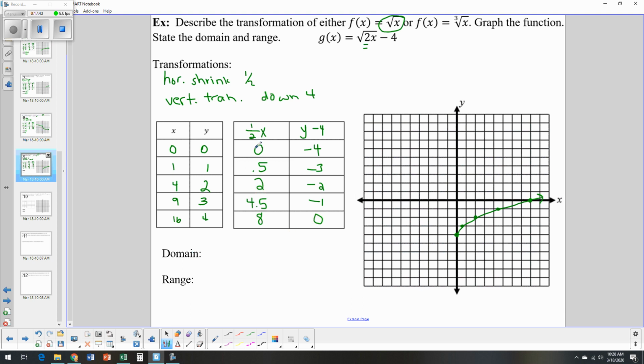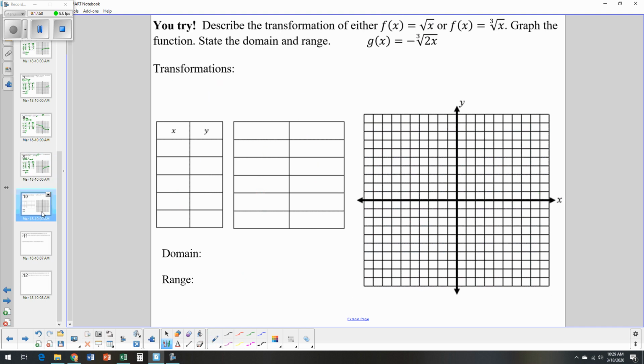So now my domain is still x is greater than or equal to 0. Right? Always looking at this first set of numbers here. And my range is going to be y is, again, it's going up, greater than or equal to -4. So you're going to go ahead and give this next one a try, pause it, and when you're ready, check your answer.